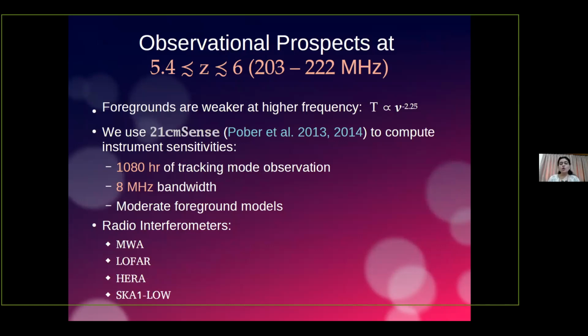So for this analysis, we have used the 21 centimeter sensitivity code given by Pober et al. to analyze the sensitivity of four radio interferometric observations: MWA, LOFAR, HERA, and SKA1-low, for 1080 hours of observations, which is about 180 days at 6 hours per day. And we have assumed the moderate foreground model, which means that the foregrounds are confined within the wedge.